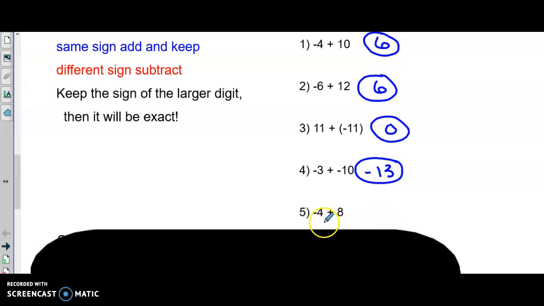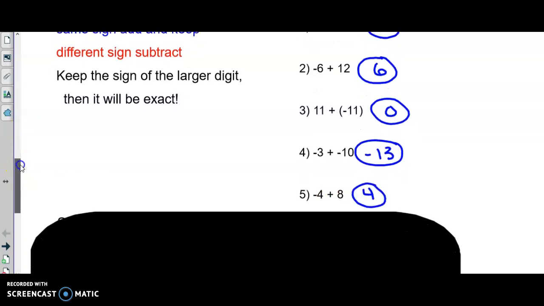Number 5, we have -4 plus 8. 8's positive, so we have a negative and a positive. The signs are different, so we need to subtract the two numbers. 8 minus 4 equals 4. And then you want to keep the sign of the larger digit. 8's bigger than 4. 8 is positive, so our answer is positive.